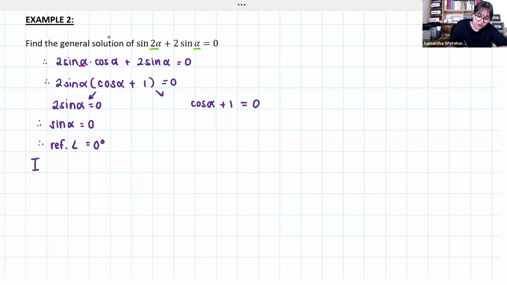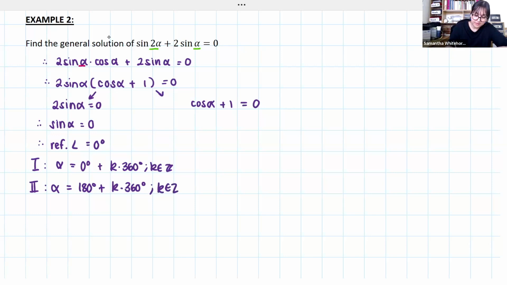So the quadrant 1 solution is where I take the angle alpha and I make it equal to just my reference angle, which is 0, plus k times 360. And that's actually done. I don't solve anymore. My second solution in quadrant 2 is where we've got alpha equals 180 minus my reference angle. But 180 minus 0 is 180. And so for my first equation, I've got my two solutions. Okay, so that's the first one done.